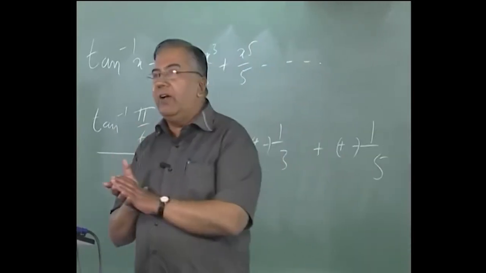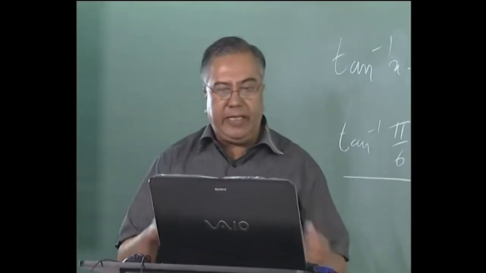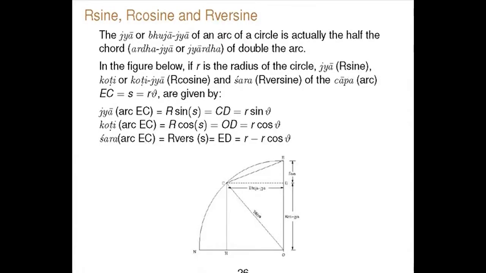Now we come to the other major work of Madhava, which is establishing the sine series, cosine series and calculation of the sine table. So when you have an arc, if BC is an arc, CD is its bhuja, bhujajya, DO is its koti, kotijya, and DE is its shara. These are the three quantities. So the jya, koti and shara are functions of the arc. Now the arc is measured in terms of minutes or in radian measure, whichever way you want. So the shara is called versine, it is r into 1 minus cosine, koti is r into cosine, jya is r into sine.